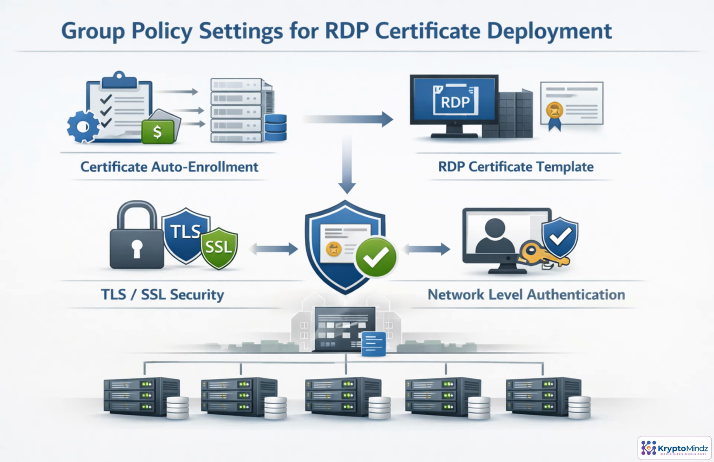You can think of this as a three-step pipeline. First, use certificate auto-enrollment, so every domain server automatically receives a valid server certificate without manual requests. Next, point remote desktop session host to the correct certificate template so RDP actually uses those certificates. Finally, lock down the connection. Enforce TLS or SSL as the security layer and require network-level authentication, so users are verified before a full RDP session is established.